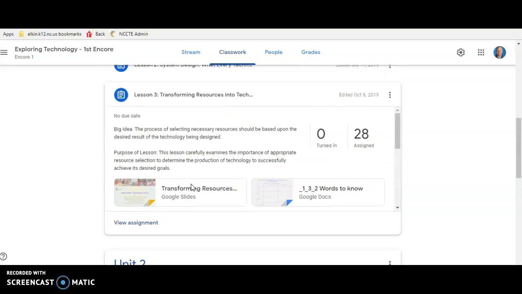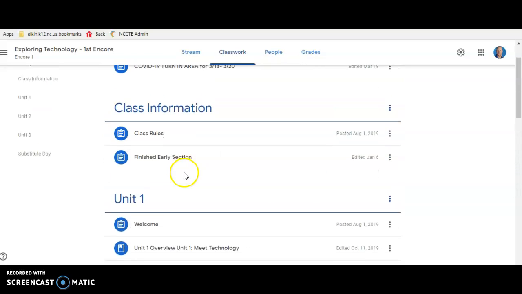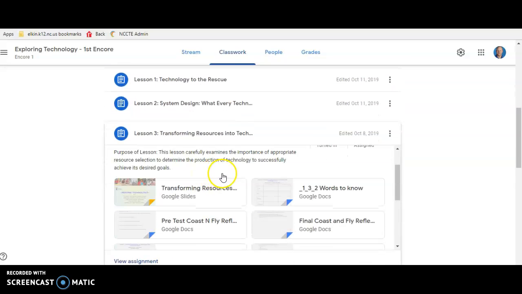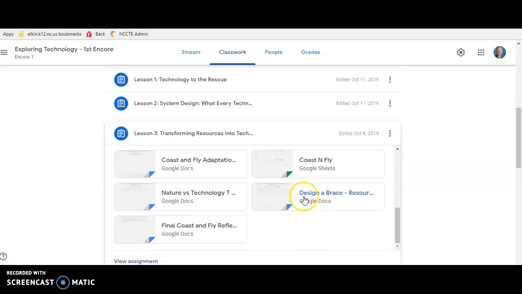Hey guys, today we're in Google Classroom. All right, Unit 1, Lesson 3 is where we were before spring break. We're going to go back to there now, and we're talking about resources and transforming resources. And so today we're going to start the Design a Brace assignment.